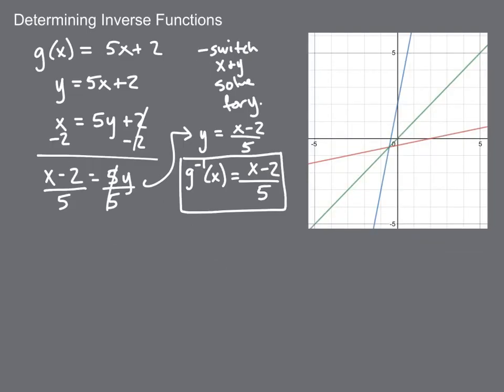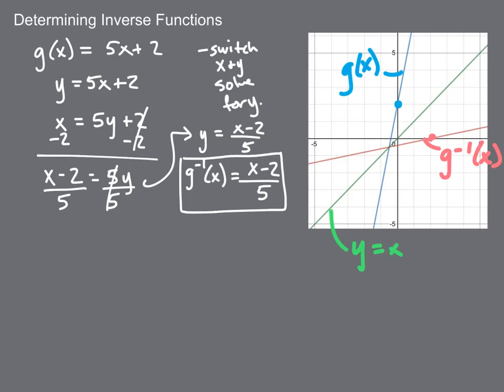Now, if we look at a graph of these two, notice that our blue graph right here is our original function g of x, and that our inverse function is our red graph, g inverse of x, okay? And you can look at various points here. Like if you look at the point (0, 2) on our function, notice how you have the point (2, 0) on your inverse, okay? And those are simply just reflected across the line y equals x. So that's what an inverse is.